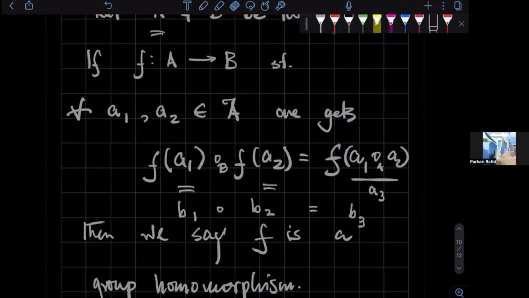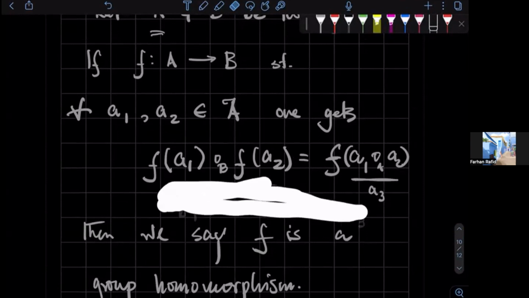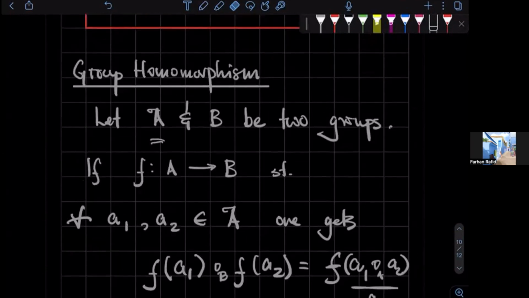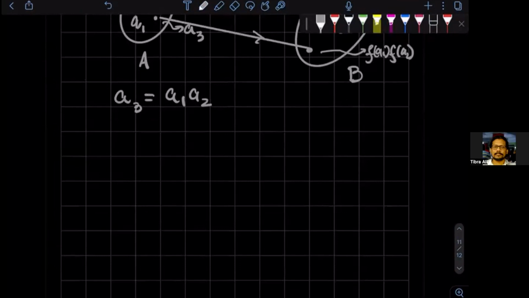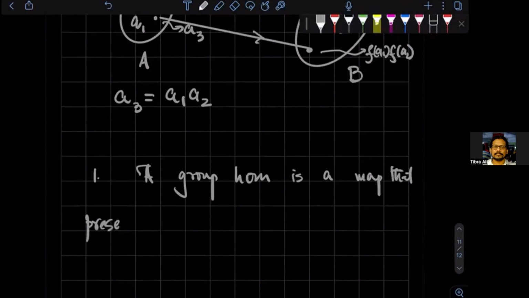Is the map's name group homomorphism, or are the two groups homomorphic to each other? What's the group homomorphism pointing to? The thing is, a homomorphism is a map, right? A group homomorphism is a map that preserves the group structure, the group multiplication. So the idea is that a group homomorphism is a map that preserves the group structure.